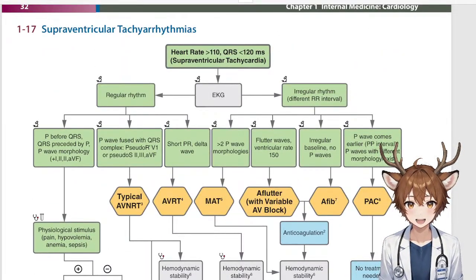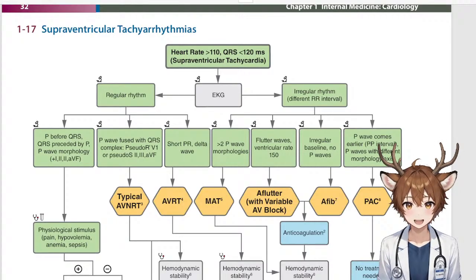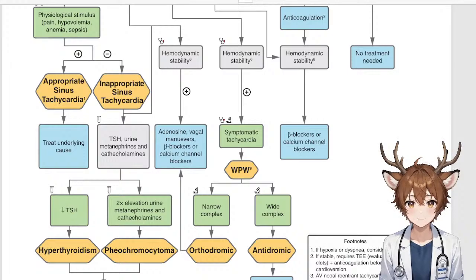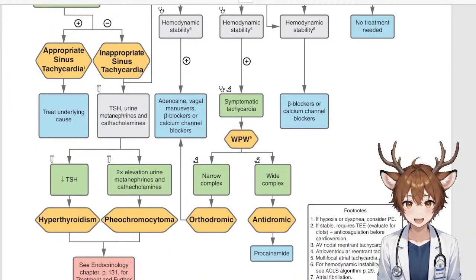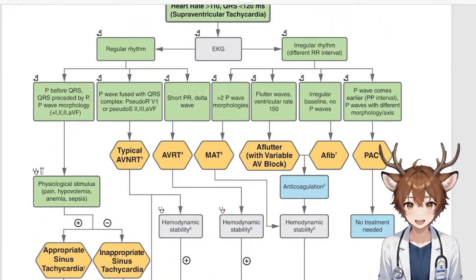What about if you have P waves that come from an earlier PP interval, P waves with different morphology or axis, in which case it's going to be PAC, which is premature atrial contraction, in which case no treatment is necessary.